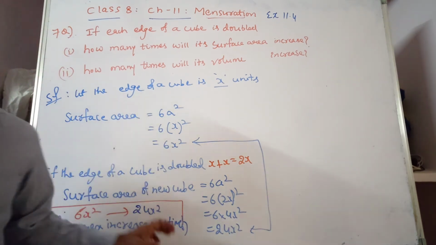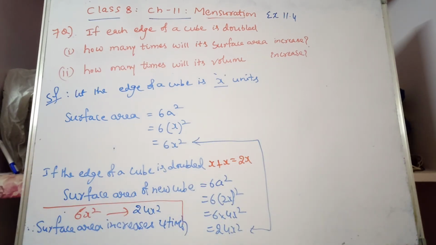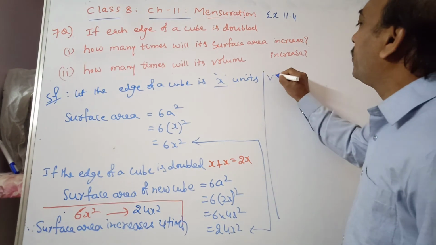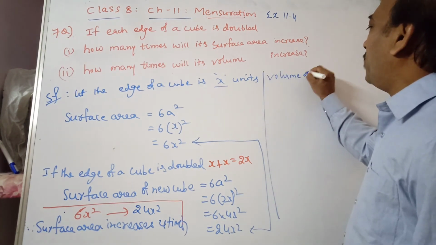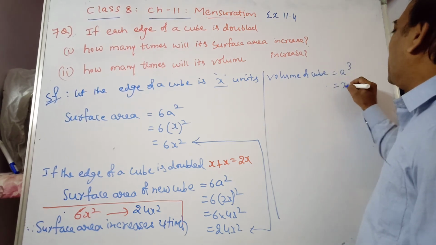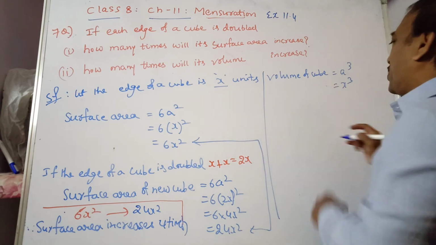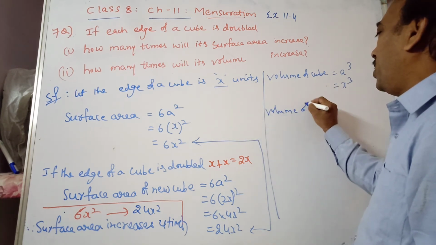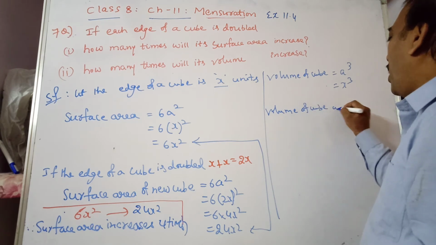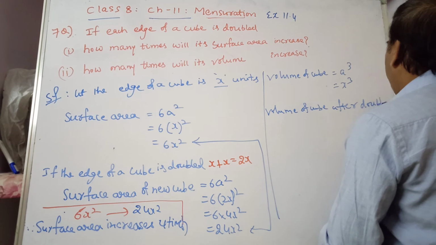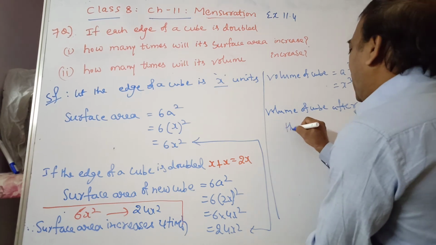Similarly, we have to find the volume before and after the increase. Before, the edge is x, so the volume of the cube, which we assumed as x, is x cube. Next, the volume of the cube after doubling the edge.